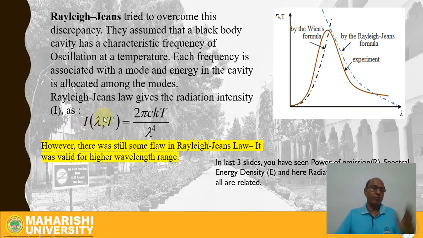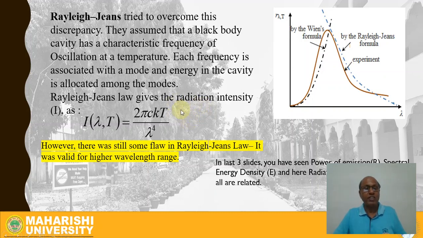Earlier we saw power, which was the rate of energy. Then we talked about spectral distribution, that means E as a function of lambda, and these are related again with Wien's displacement law. And here also the intensity is again related with the energy of the radiation, the emissive energy. So here Rayleigh gave the formula I is equal to T upon lambda 4. So it is similar to the earlier explanations.